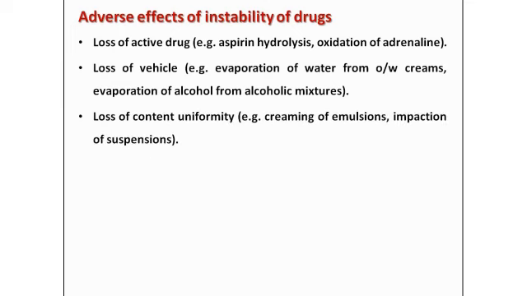Next, loss of content uniformity. Content uniformity means that throughout the suspension, throughout the cream, throughout the semi-solid preparation, wherever it is applicable, the content of the drug is the same everywhere. But if the drug is unstable or some physical parameter has acted on it, this can lead to loss of content uniformity. You will not get uniform content throughout the tube of cream, or throughout the bottle of an emulsion. Example, creaming of emulsion, impaction of suspension. So these are examples of loss of content uniformity.